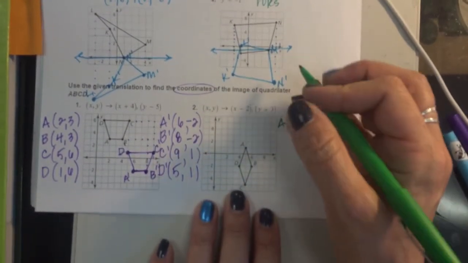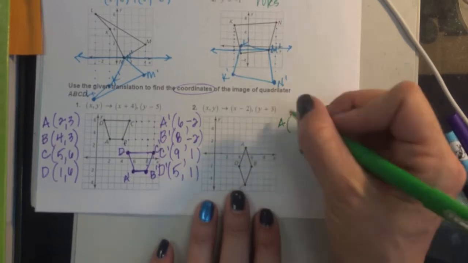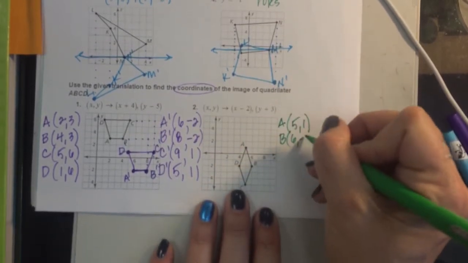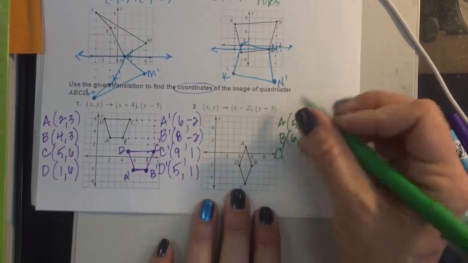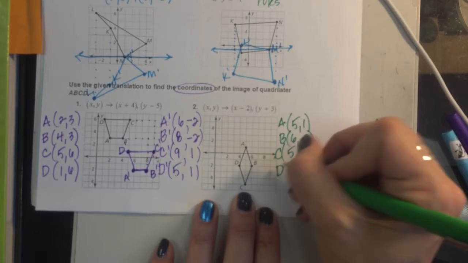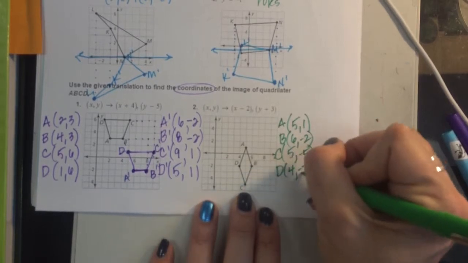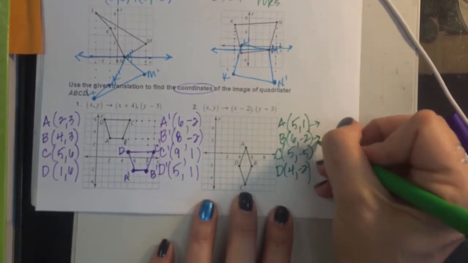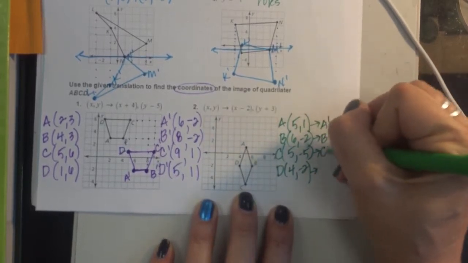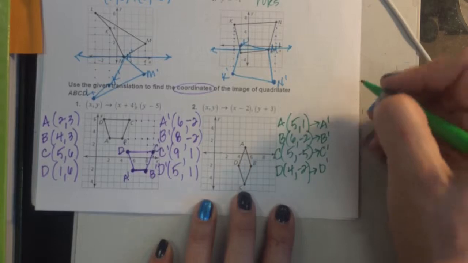A is at, is this still going by ones? Yep, it sure is. A is at 5, 1. B is at 6, negative 2. C is at 5, negative 5. D is at 4, negative 2. Then I've got to go and do the rule. A prime, B prime, C prime, D prime.